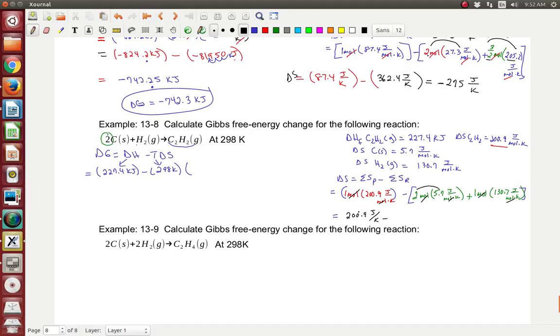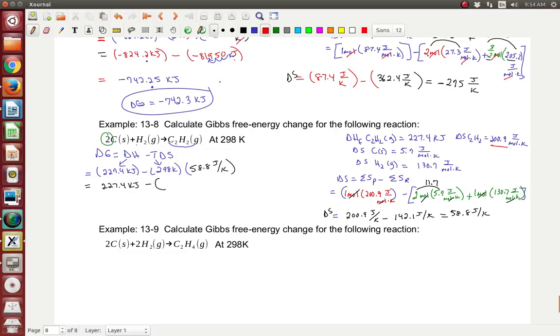So I'm going to do that real quick and put it there. All right, I did the math, and 2 times this is 11.4. Add it to 130.7, I get 142.1. Now I'll just subtract 200 minus 142, and I get 58.8 joules per Kelvin. This is the delta S. So I put that over here, 58.8 joules per Kelvin. Now I'm going to multiply and subtract it out.